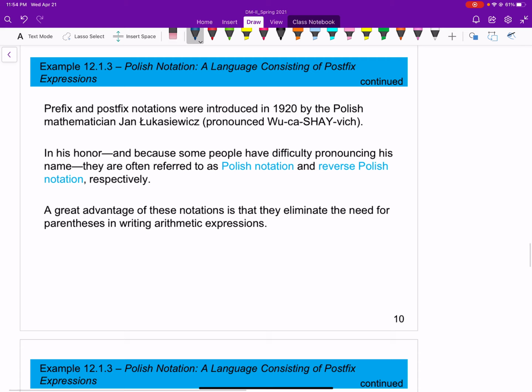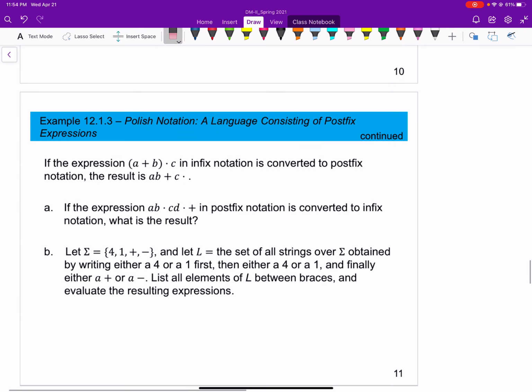All right. A great advantage of these notations is that they eliminate the need for parentheses in writing arithmetic expressions, which we are going to learn very soon. Now let's consider this. If the expression a plus b times c in infix notation is converted to postfix notation, the result would be a b plus c times. So that is the corresponding notation for this.